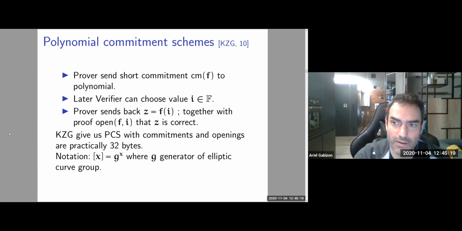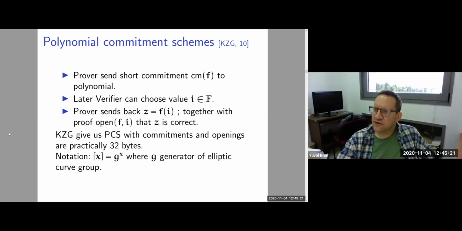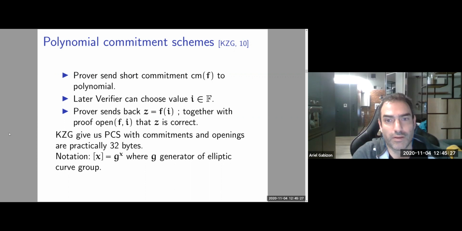Okay. But under lattices, for instance, nothing better is known than the FRI-based IOPs? That I am not 100% sure. If someone has constructed something from lattices, I haven't seen it, but I'm not totally sure. It's a good question.